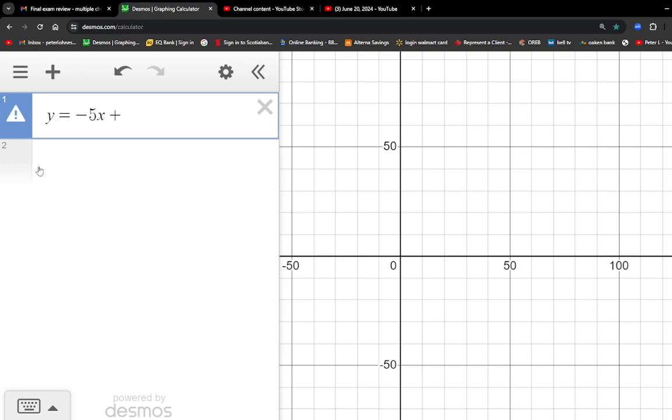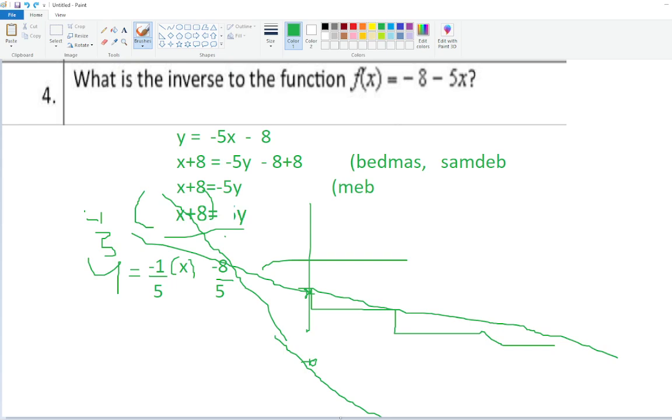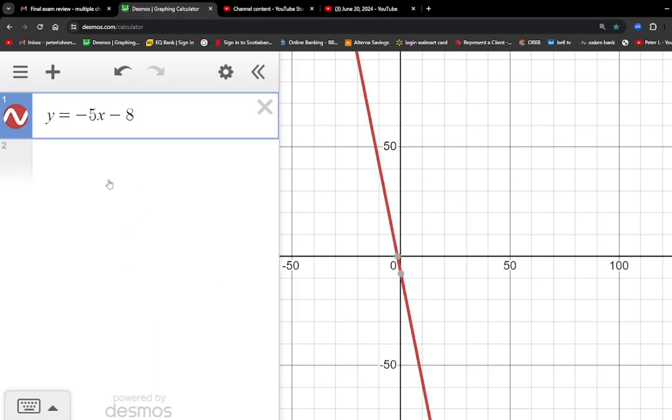Or -8. There we go. -8. Oh, did that become a plus on the right side and I changed it to a minus? Oh no, it got multiplied by -1/5. Okay, so that's that line.